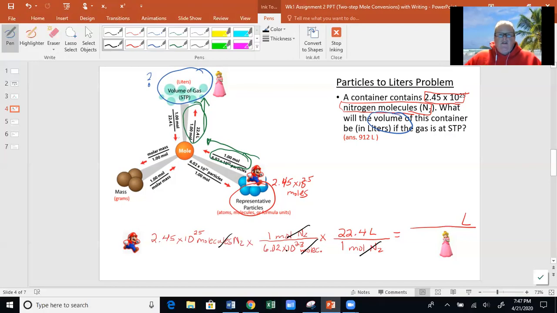So remember, a conversion factor is equivalent to 1. So technically, realistically, I'm multiplying this times 1 and I'm multiplying this times 1, because 1 mole equals 22.4 liters. But this allows us to navigate through the units. All right, let's go through the next one.